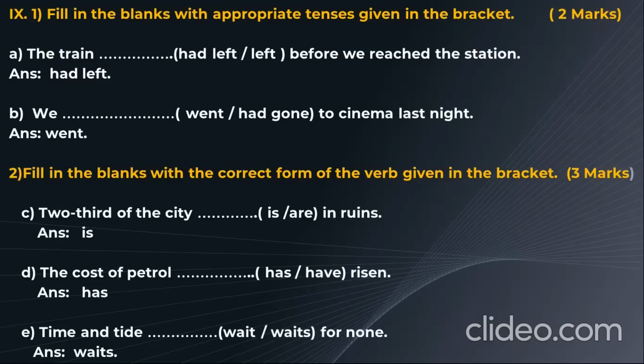Fill in the blanks with the correct form of the verbs given in the brackets. This is a question from subject verb agreement. So we find here, two-thirds of the city is in ruins. The cost of petrol has risen. Time and tide waits for none. So this question is for 3 marks.